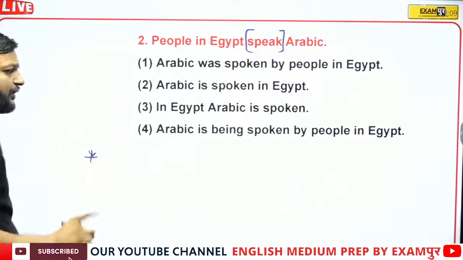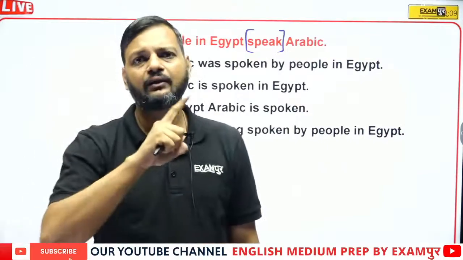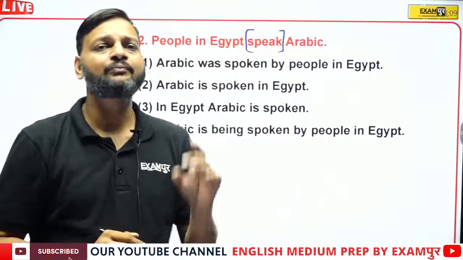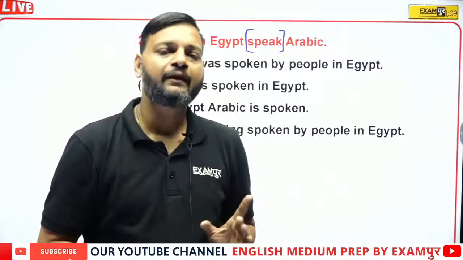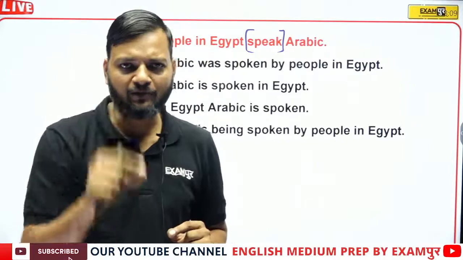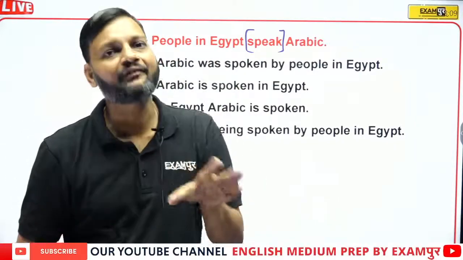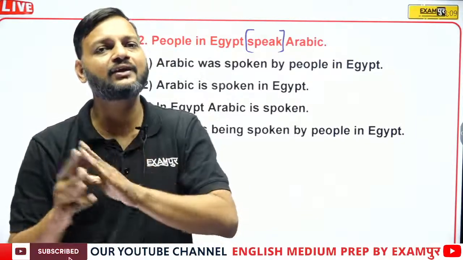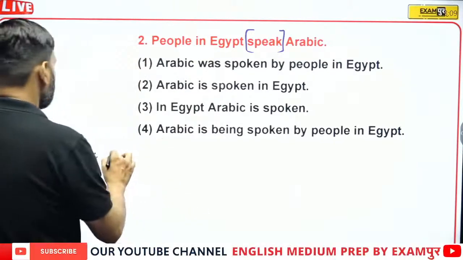Students often get confused between active passive and direct indirect. Always remember that in active passive, tense does not change. If the active sentence is in present indefinite, its passive will also be in present indefinite. You cannot change the tense while changing an active sentence into passive. So here we have first form of verb.